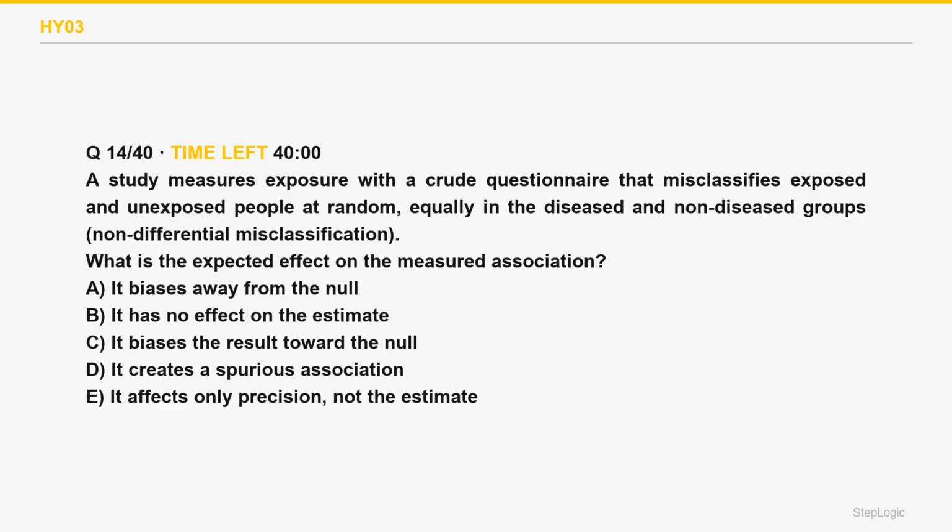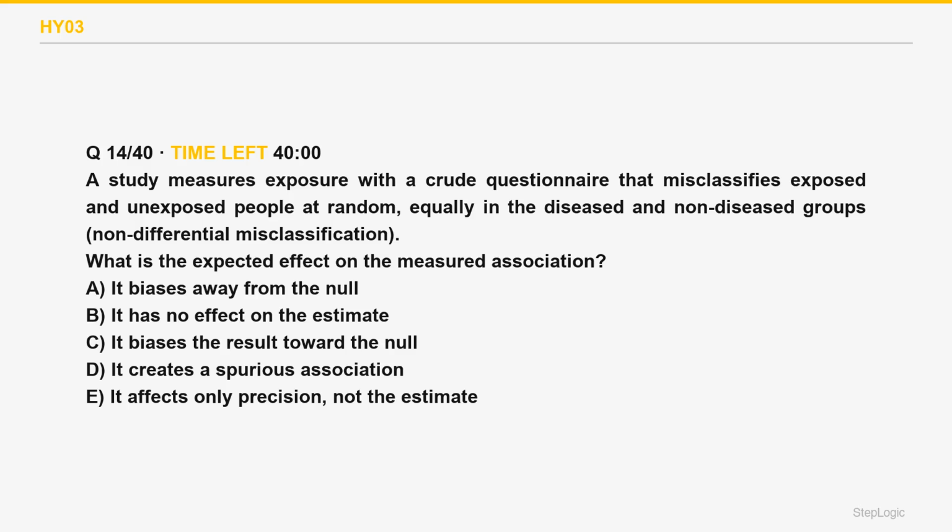What is the expected effect on the measured association? A study measures exposure with a crude questionnaire that misclassifies exposed and unexposed people at random, equally in the diseased and non-diseased groups. Non-differential misclassification. Read the command: effect of random equal misclassification.